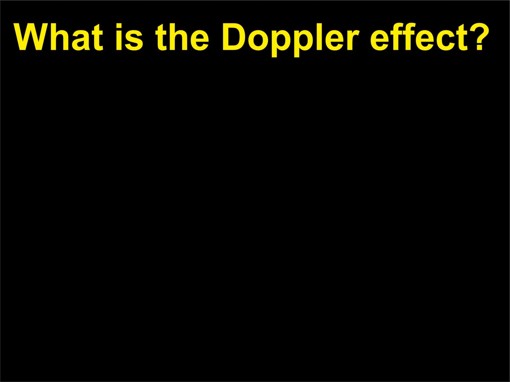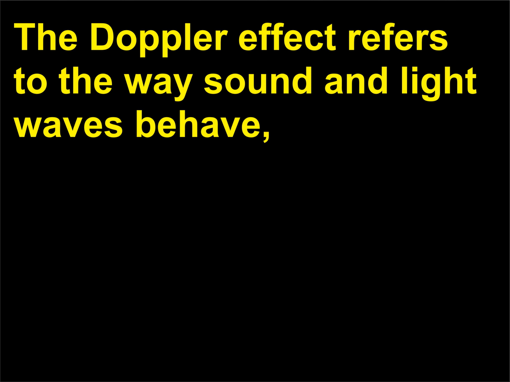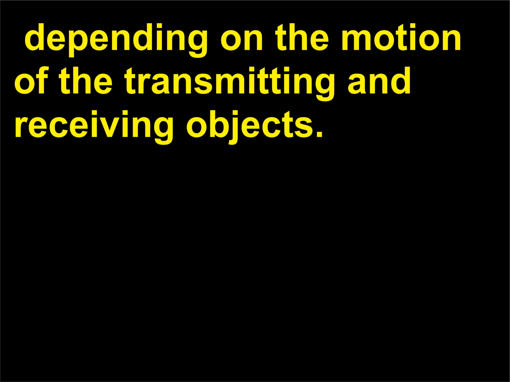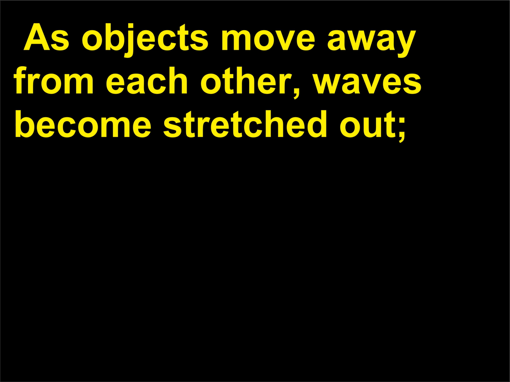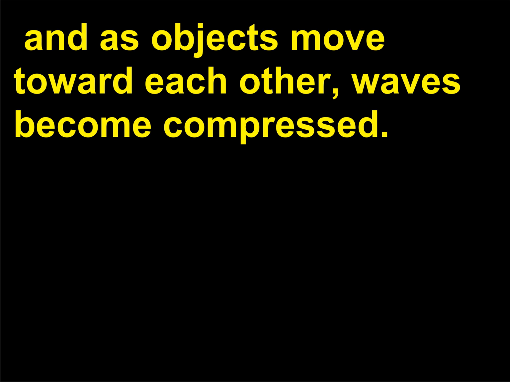What is the Doppler effect? The Doppler effect refers to the way sound and light waves behave, depending on the motion of the transmitting and receiving objects. As objects move away from each other, waves become stretched out. And as objects move toward each other, waves become compressed.